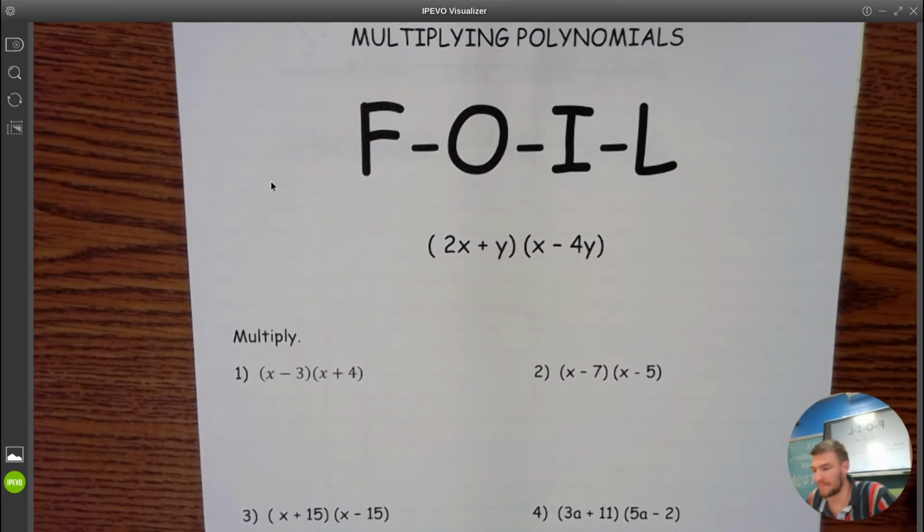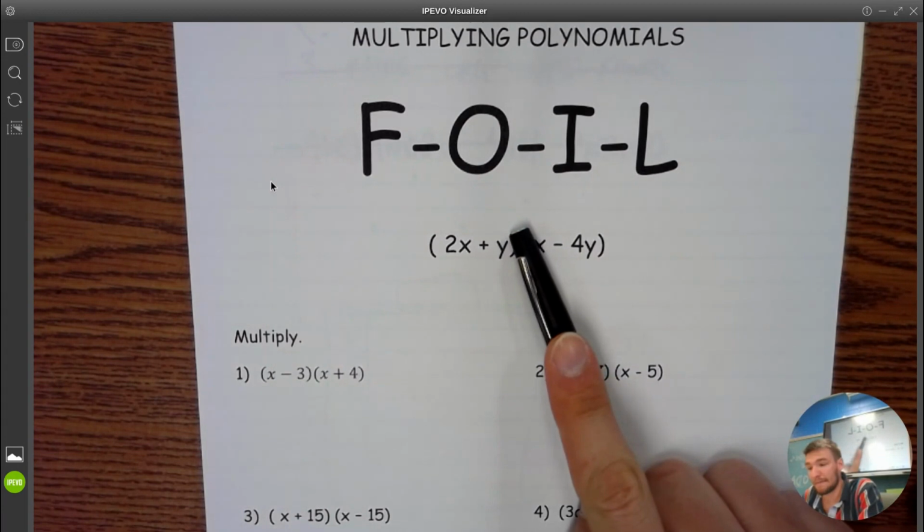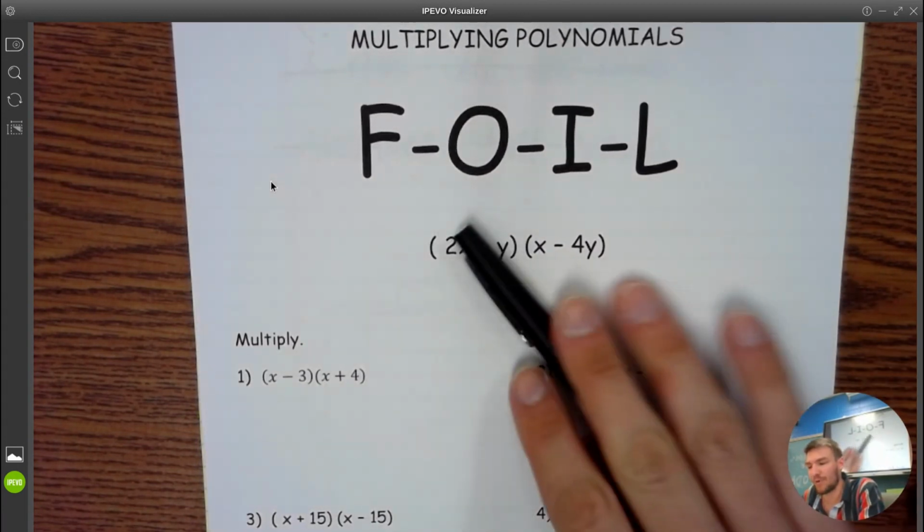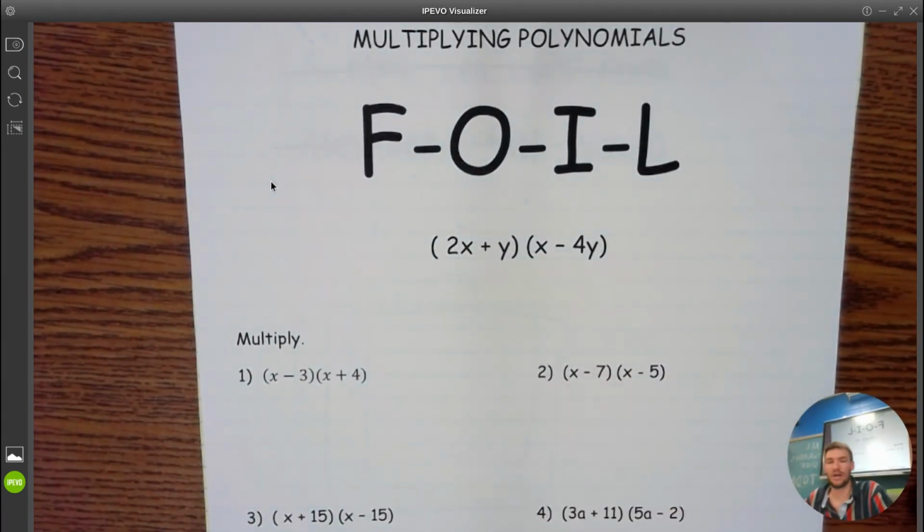Huge thing. There's a million videos on YouTube about foiling, and we're just gonna make it 1,000,001, I guess. Something that's really important about foiling, and a lot of teachers don't talk about this very much, is why foiling. When are you supposed to do this? When is it gonna show up?